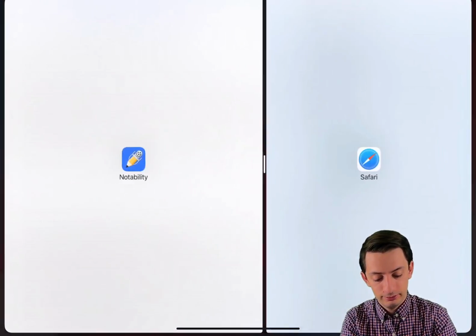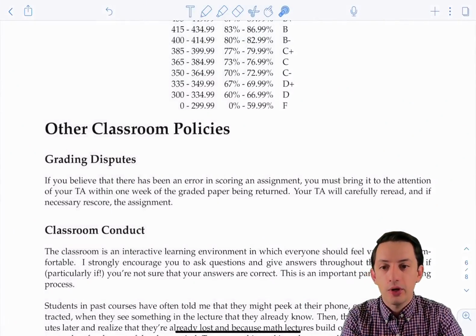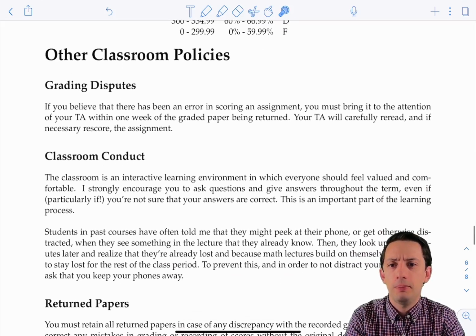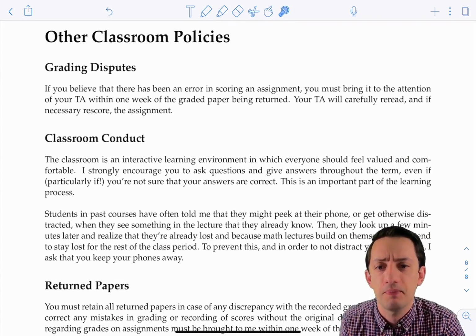Okay, almost done here. Going back to the syllabus, we'll just talk about a couple other classroom policies. These are pretty standard things, but I want to make sure I talk about them.